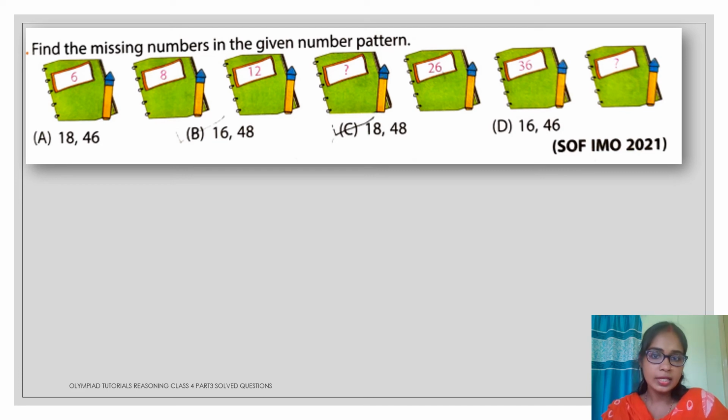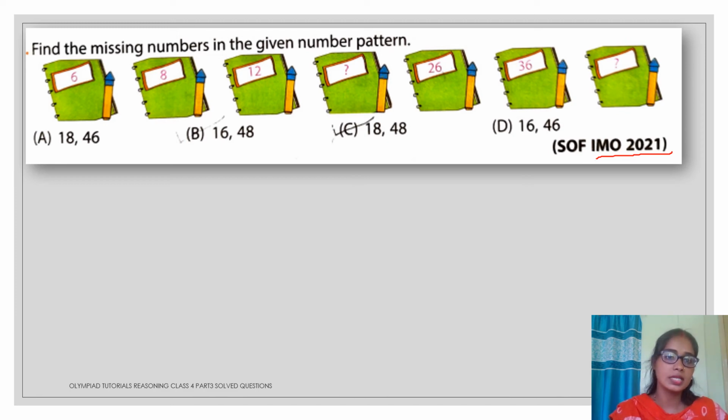Find the missing number in the given number pattern. This question was asked in the math paper of 2021. So you have to just try to solve it. So let's move on to the next question. Find the missing number in the given pattern.